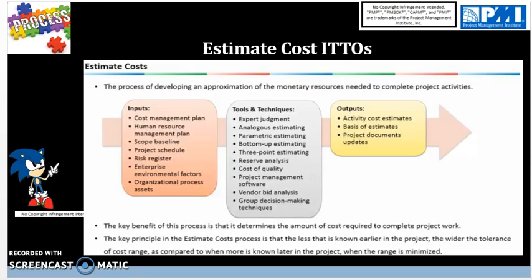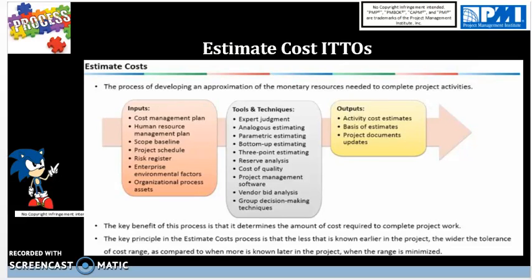Next we have ITTOs, inputs, tools, techniques, and outputs for estimate cost. It is the process of developing an approximation of the monetary resources needed to complete project activities. The inputs are as follows: cost management plan. This is an output from plan cost management. HR management plan, which is an output from plan human resources, now known as plan resource management in PMBOK 6.